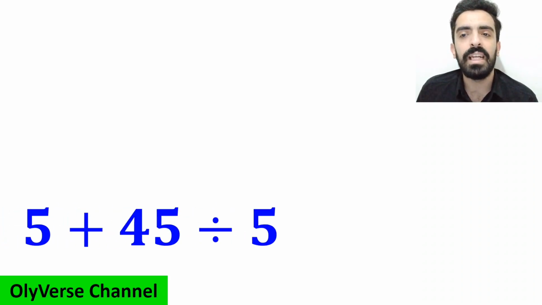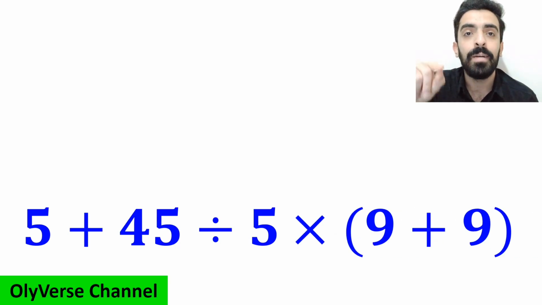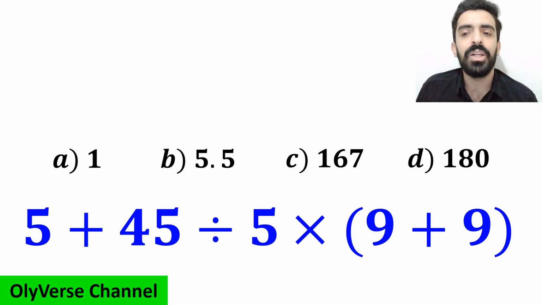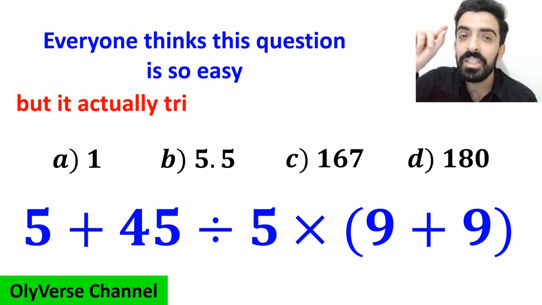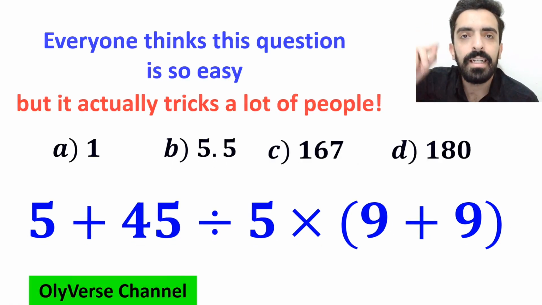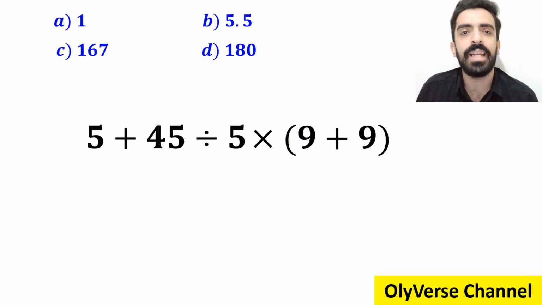What is the value of the expression 5 plus 45 divided by 5 multiplied by open parenthesis 9 plus 9 close parenthesis? Which option do you think is the correct answer to this question? Everyone thinks this question is so easy, but it actually tricks a lot of people. Let's take a closer look and solve it together.